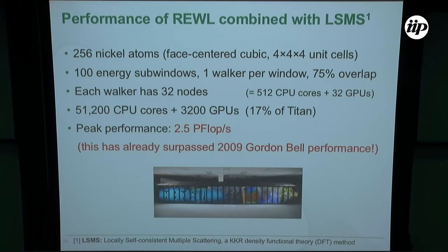Just a very brief look at performance measures. We used 17% of Titan and used Replica-Exchange Wang-Landau sampling to study a nickel atom system. We want to look at the magnetic phase transition where the Curie temperature occurs. With a small system like this, we have already attained 2.5 petaflops with less than 20% of Titan. And this is already more than the Gordon Bell performance when this density functional theory code got the Gordon Bell Prize. So this is what we are doing right now.